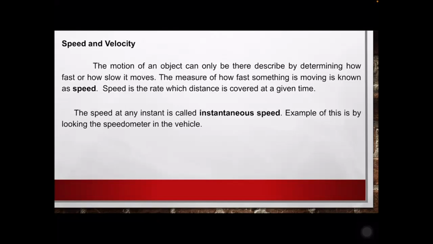The next definition that we'll have here is speed and velocity. The motion of an object can be described in terms of these. The next we have here is the speed. The speed is the rate at which distance is covered at a given time. It's also the measure of how fast something is moving. So that is the speed.